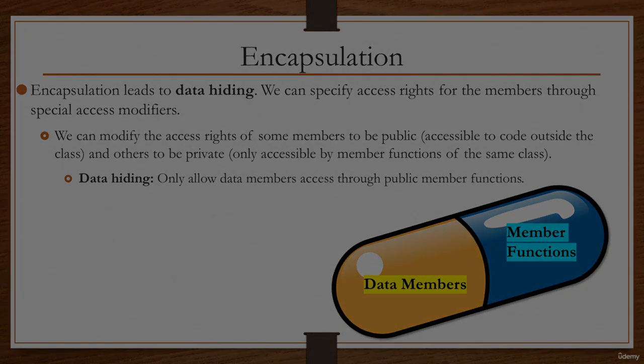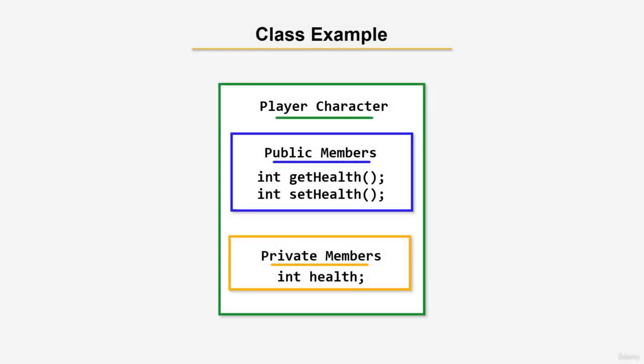instead of 130, for example. Let's say we have this player character class and we encapsulate the member functions, get health, set health, and the data that those functions will operate on, so in this case an integer health, into this class called player character.